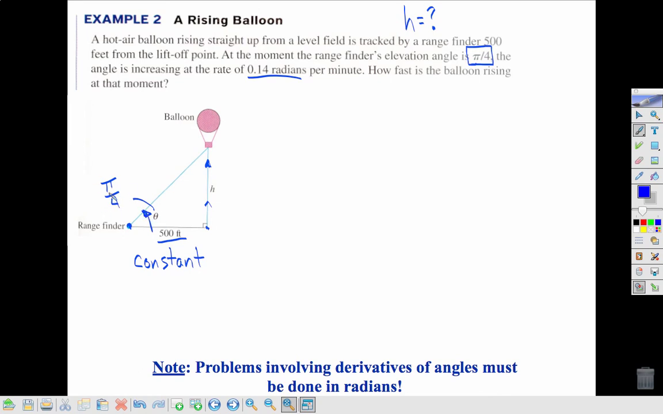What we're doing with this pi over 4 here is we're freezing this picture in time, but we can't really do that with our formula. Again, we'll come back to that. We also know that the rate of change here is 0.14 radians per minute. Since that's the rate of change of our angle, we'll write this as d theta dt equals 0.14. This is increasing, so we'll write that as a positive value.